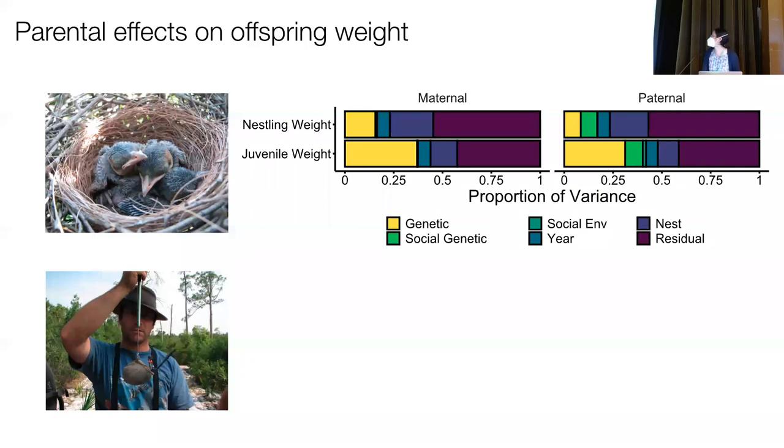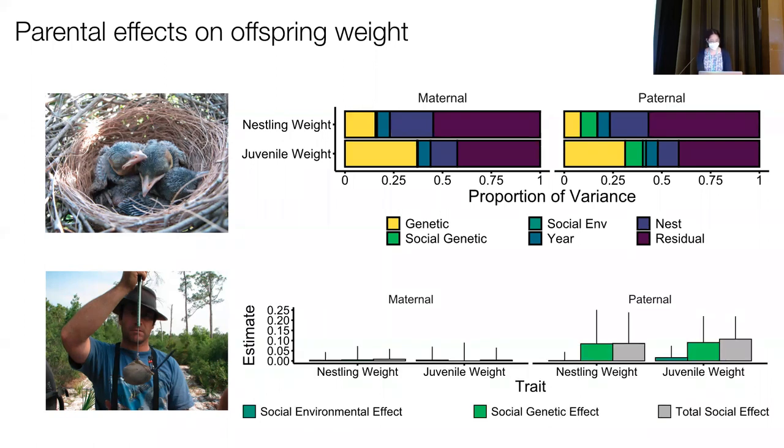So here are results from our variance components models, showing nestling weight on top and juvenile weight on the bottom. Yellow indicates the proportion of variance due to additive genetic effects. The greens give you the social effects, either maternal genetic and environmental effects or paternal genetic and environmental effects. Then year, nest, and other residual effects. You can see that the heritability of juvenile weight is a lot larger than the heritability of nestling weight.